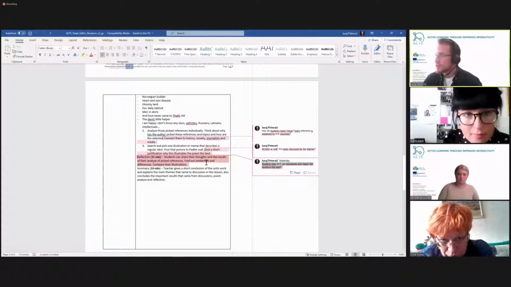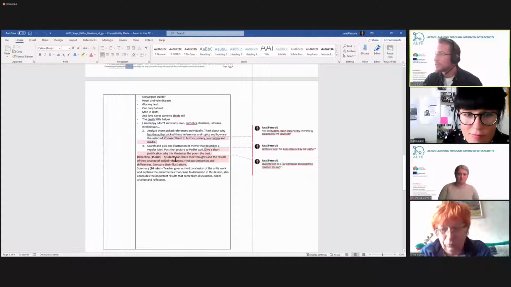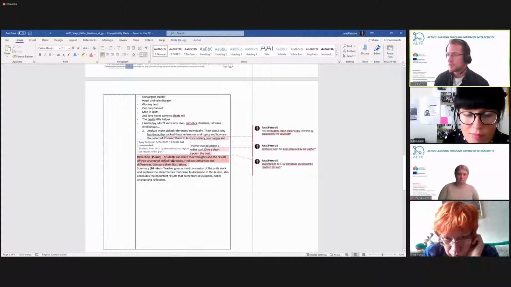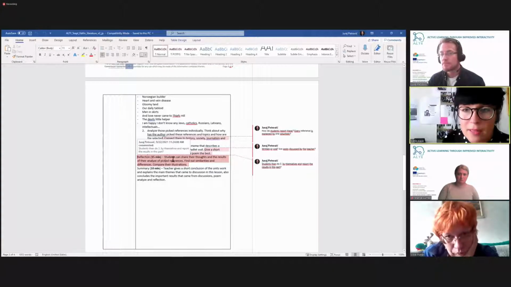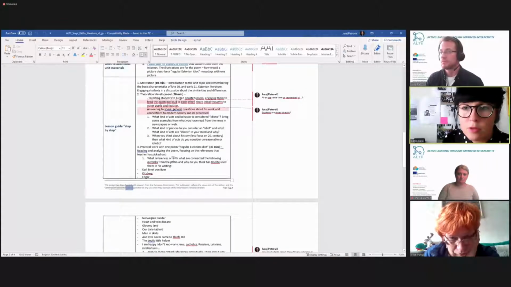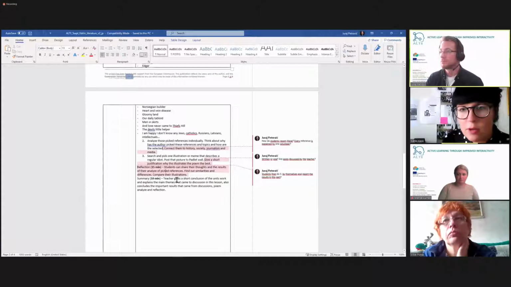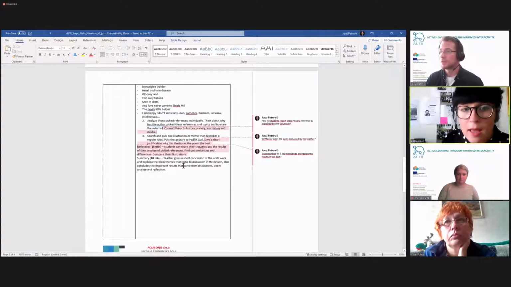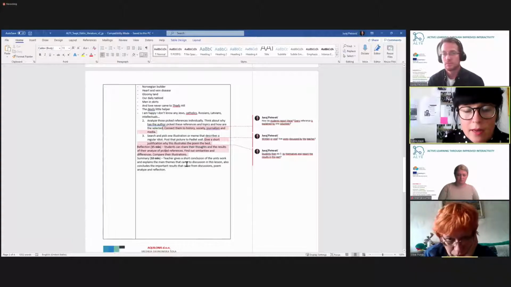In the reflection, students can share their thoughts and the results of their analysis or picked references, find out similarities and differences, and compare their illustrations. How do they do this? The illustrations are on the Padlet wall. The Padlet wall is seen by everybody, and they can see what he or she has done. And for the analysis, they can share and they can conclude.